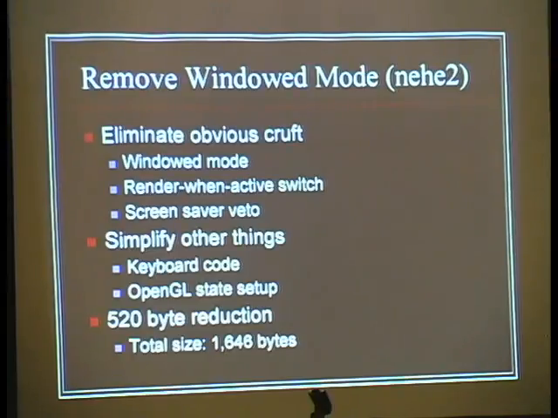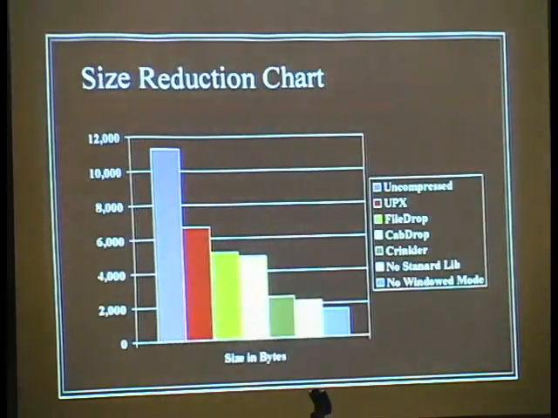Also, he has some code that says, don't start the screensaver. Well, I don't think there's any 4Ks longer than 2 minutes or maybe 5 minutes at the most, so screensavers aren't a big issue. He has some elaborate keyboard code. Well, all we need to do is check for escape key, so we can kill that. OpenGL state setup. He calls a bunch of functions that are purely redundant. Get rid of those. So just by removing obvious stuff, we get a 520 byte reduction. So that takes us down to 1.6K.